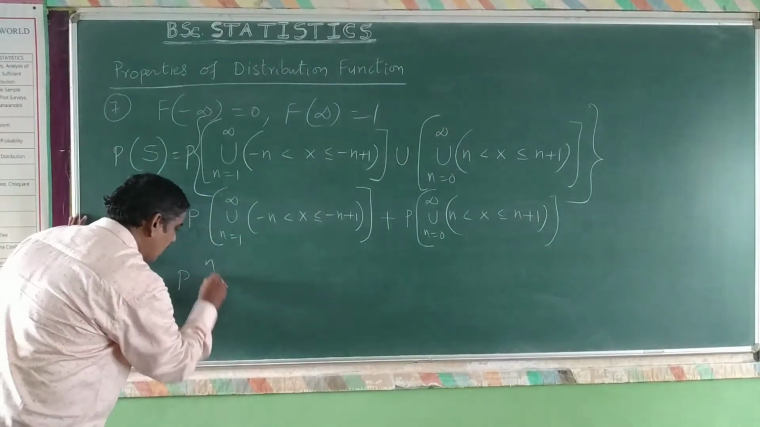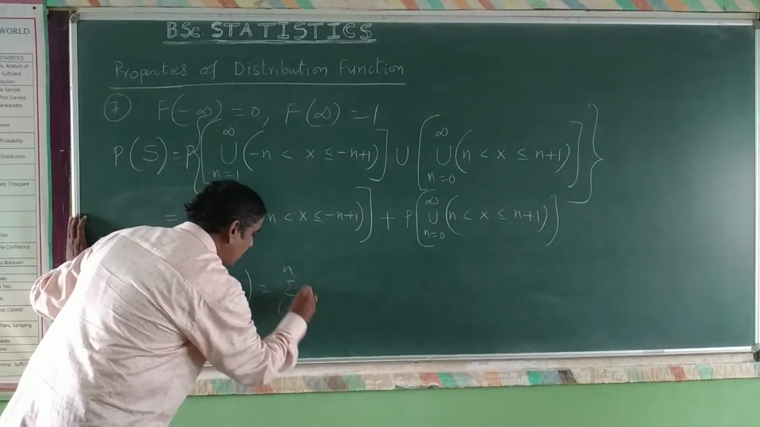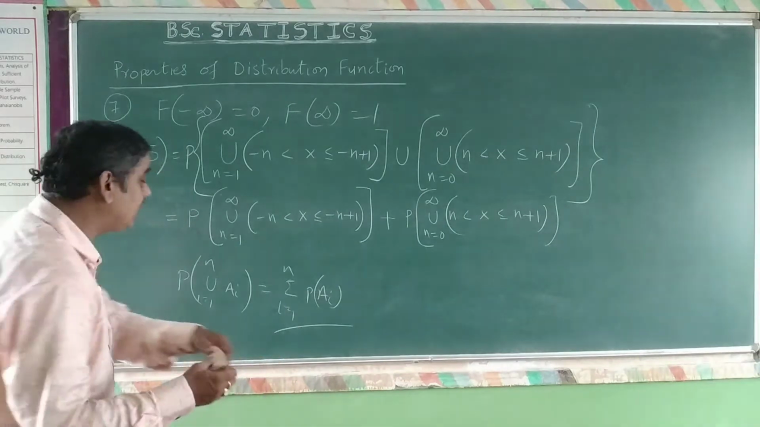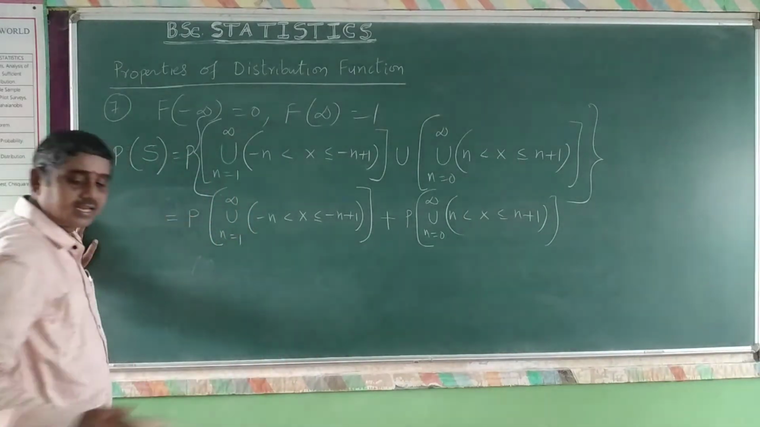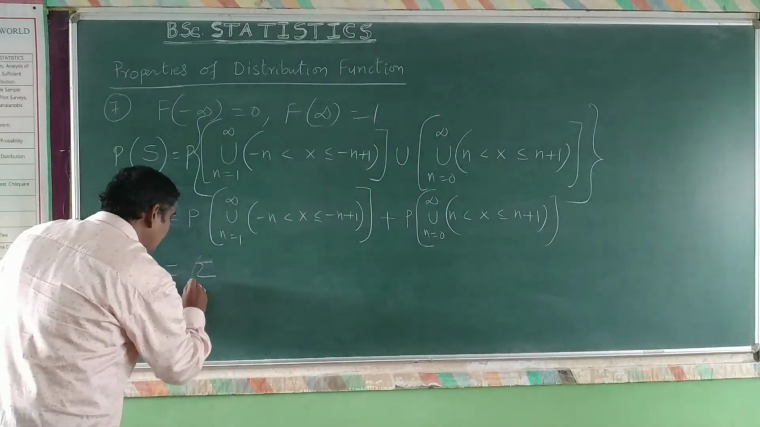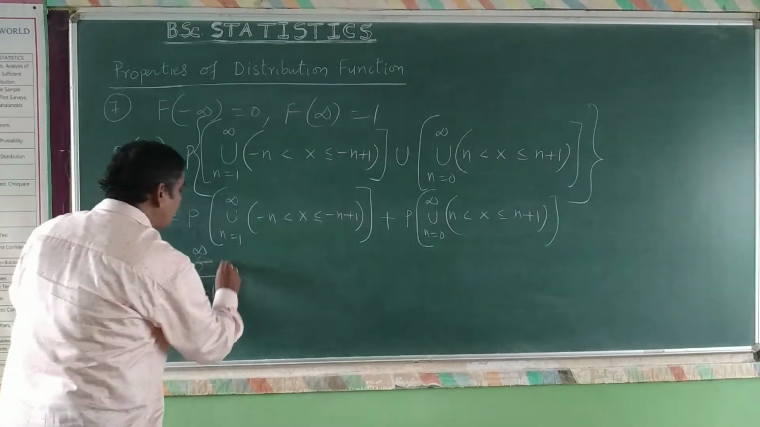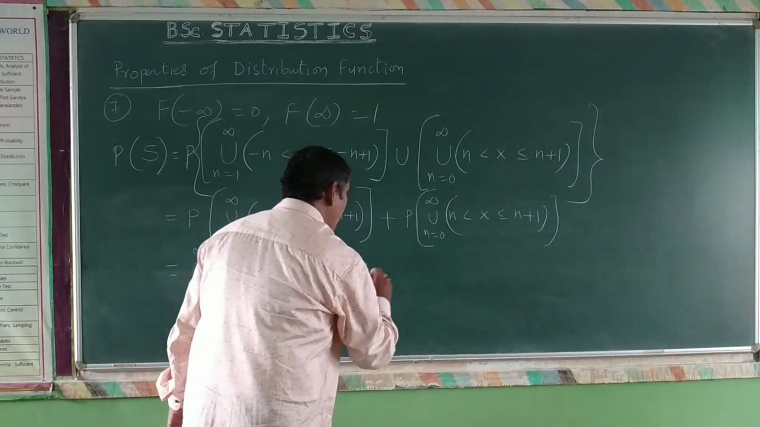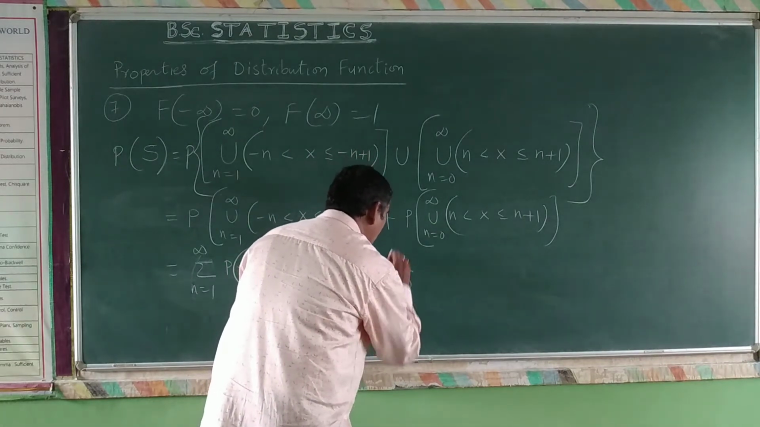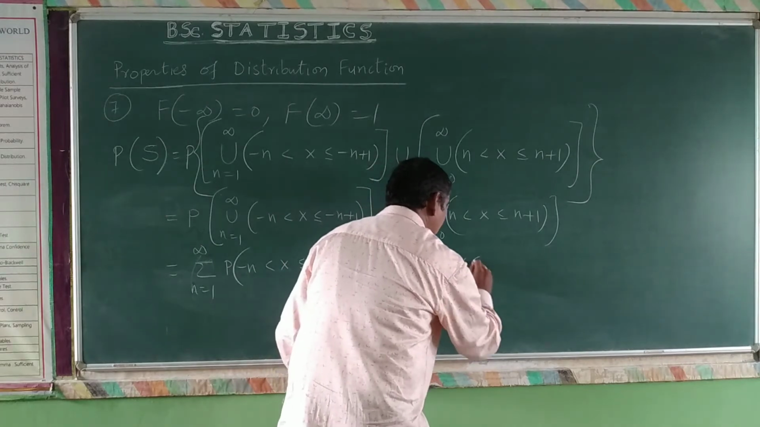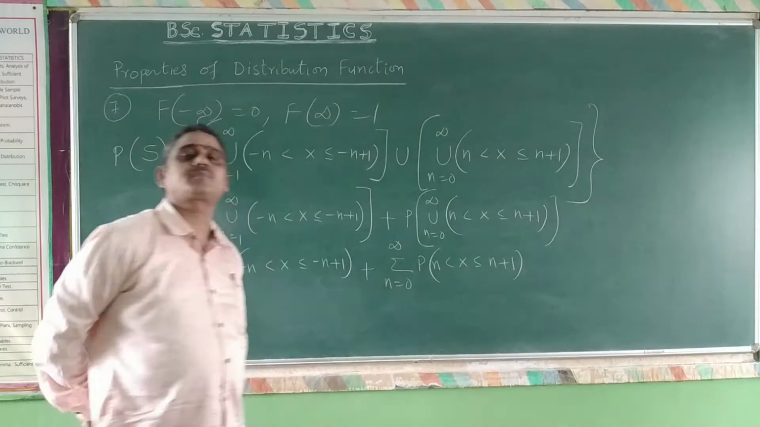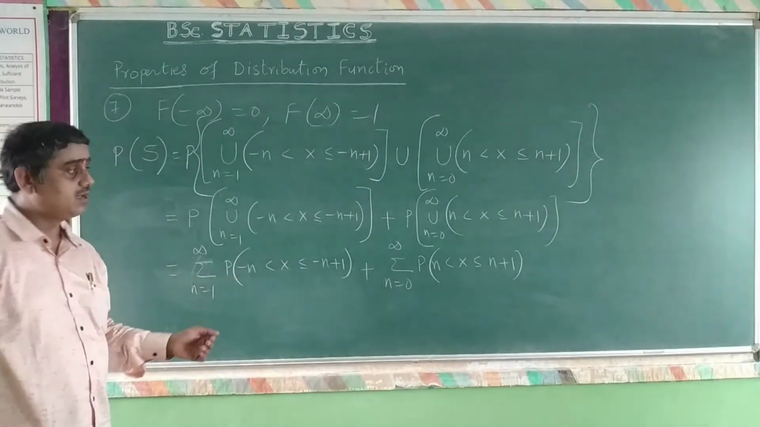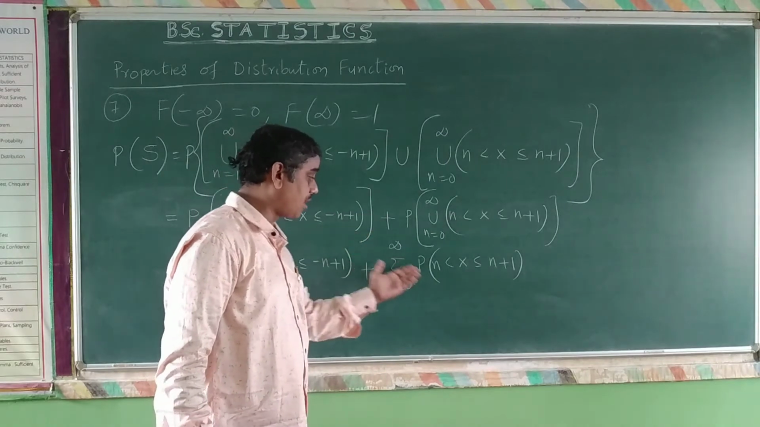Probability of union i equals 1 to n of A_i can be expressed as summation i equals 1 to n of probability of A_i when A1, A2, ..., AN are disjoint. We can write probability of union as summation. So I am writing directly by using the summation. Probability of union is summation n equals 1 to infinity of probability of minus n less than x less than or equal to minus n plus 1, that is the first one, plus summation n equals 0 to infinity of probability of n less than x less than or equal to n plus 1. These are disjoint events. Since they are disjoint, the probability of the union can be expressed as the summation of probabilities.